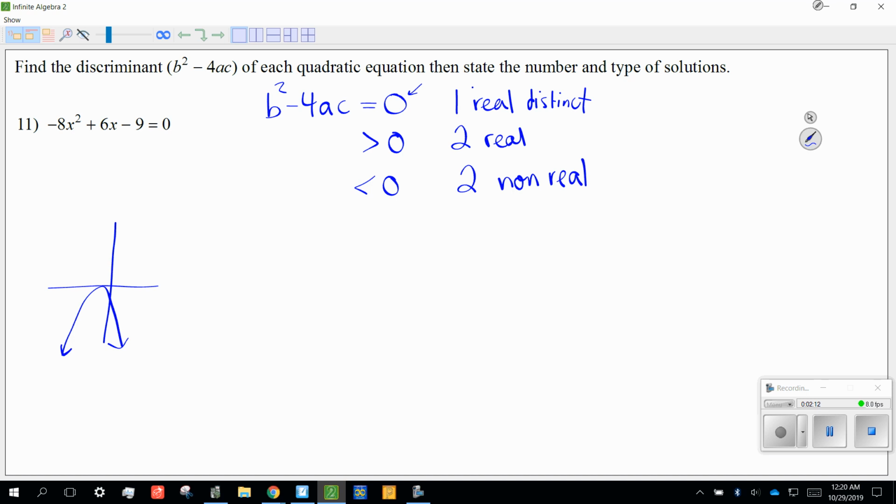All right, and then if it's less than 0, you have two non-real solutions, because that part of the quadratic formula is under the square root sign, and so if you take the square root of a negative number, what do you get? You get i, and you get non-real solutions. Okay, so let's do it.